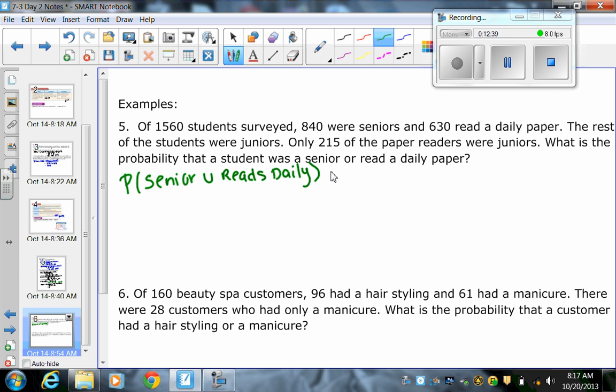And if you notice from the Venn diagram that we did yesterday, they did overlap. So these are inclusive events, which tells me that it's going to equal the probability that they were a senior plus the probability that they read daily minus the probability that they were a senior and read daily.